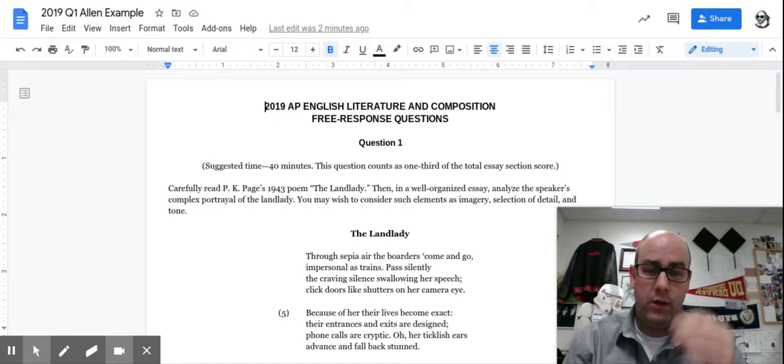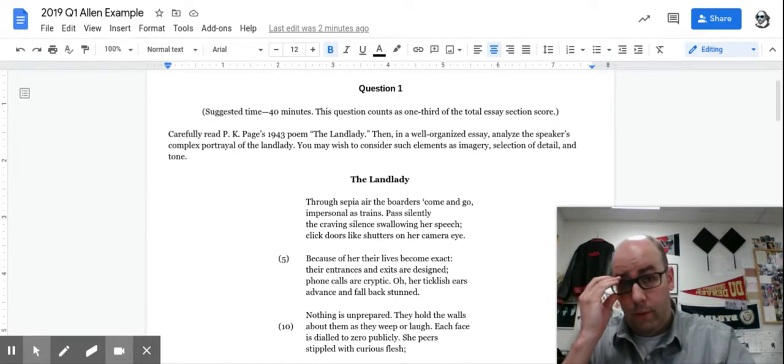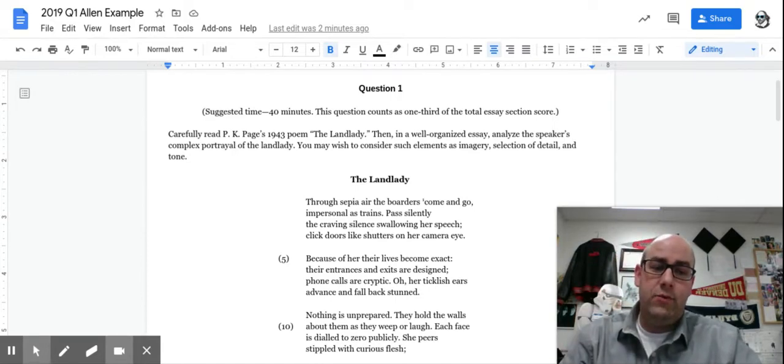So this is a Q1 from 2019. This was a poem that graders had a hard time with because students often misinterpreted it. So fortunately, we're not writing this one. It's a good poem though. So first thing we need to do is read the prompt, and then we're going to annotate.